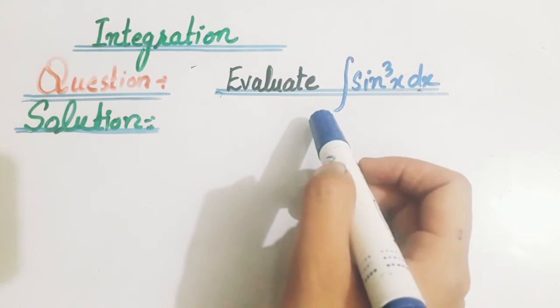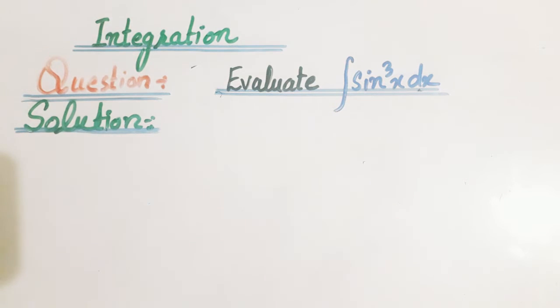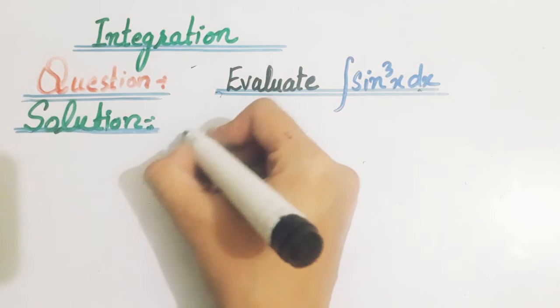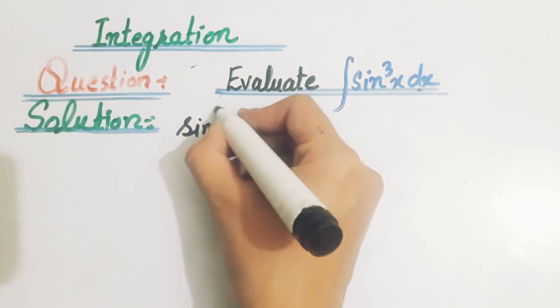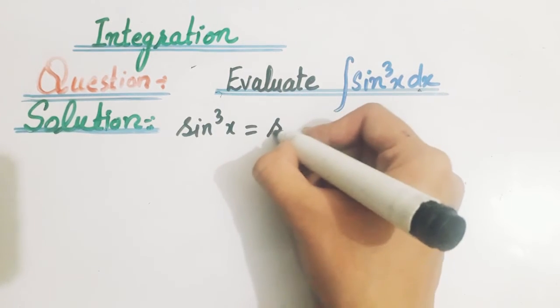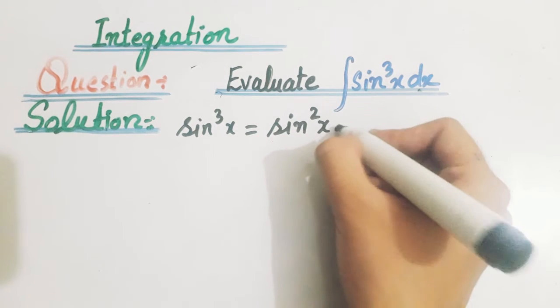So we will start this question in a very easy and simple way. First of all, we will consider sin³x, which can be written as sin²x times sin x.